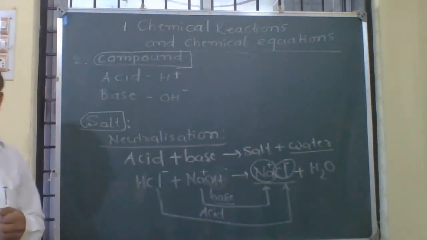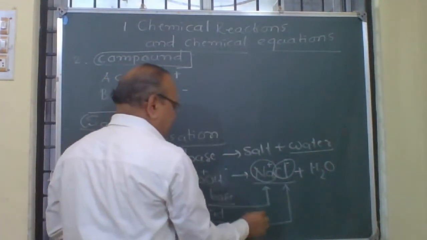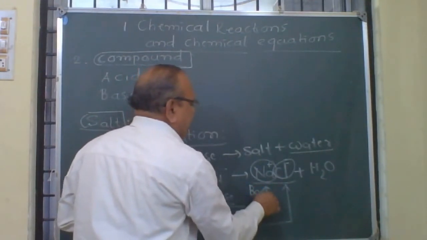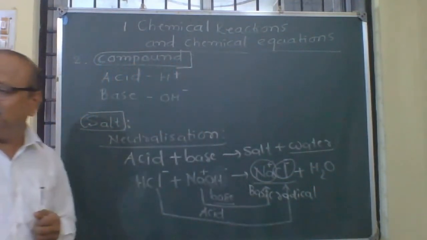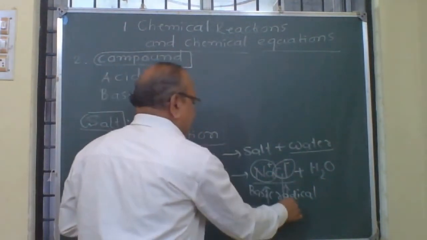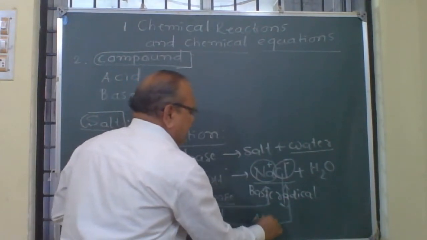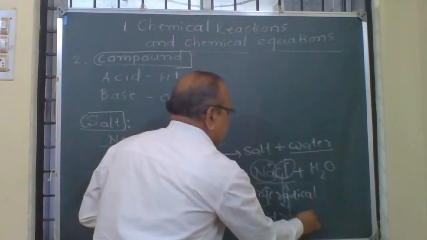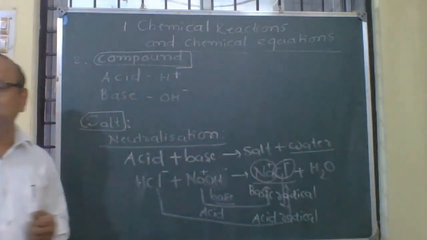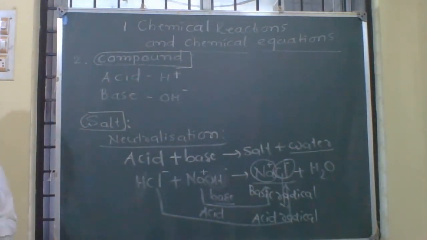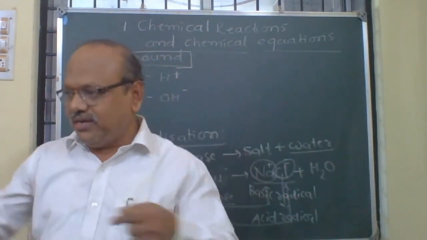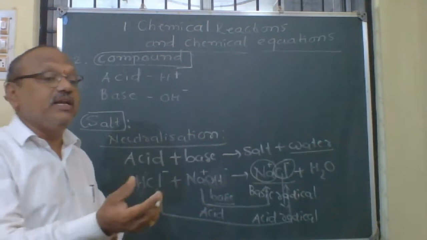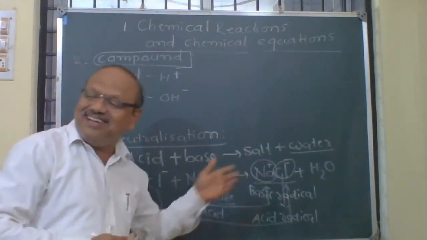Generally, the positive ion is provided by the base. Therefore this radical is called the positive radical, and it is also called the basic radical. The Cl minus ion is provided by the acid, therefore it is called the acid radical. A salt will have two parts: one is the acid radical, another is the basic radical. When the positive and negative radicals are written in a proper manner, you get the formula of the salt.